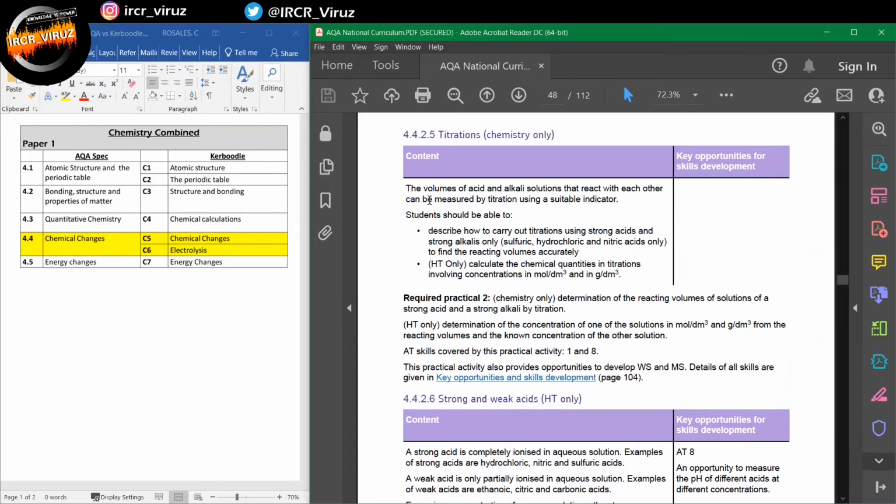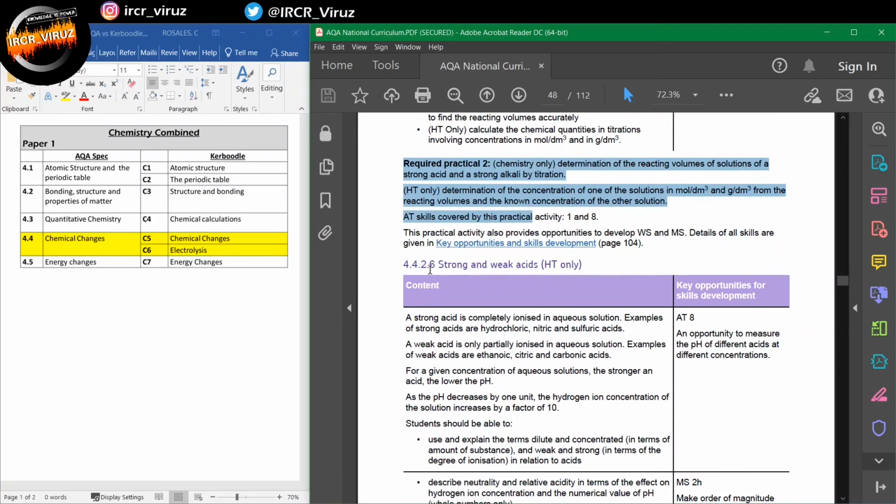All you have to do is calculate the amount of sodium hydroxide you added and work out the rest of the details, okay? But it's very likely that you're going to get a 6-mark question on this because this is a required practical, okay? Then we have strong and weak acids.